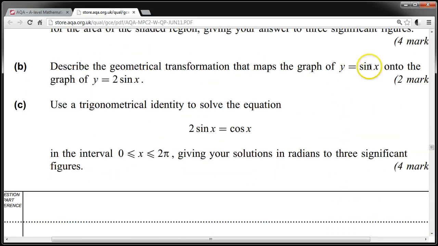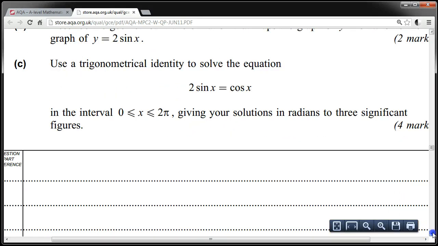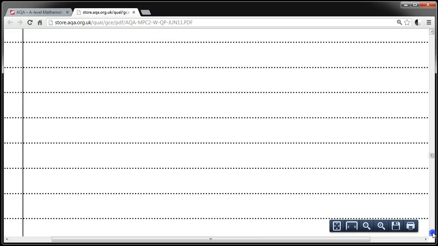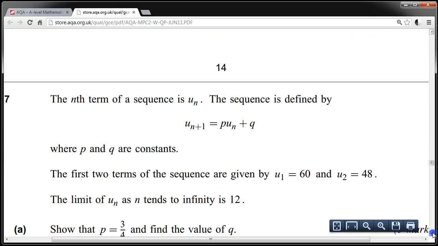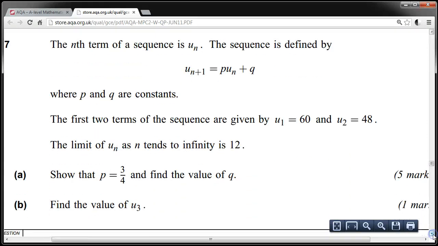And then the transformation of sine x to 2 sine x, increased by a factor of 2 vertically in the y-axis, isn't it? And a trig identity here, solve this trig equation in radians. So again, no surprises there really for this particular paper so far. No need to really worry about the order in which we do the questions especially.